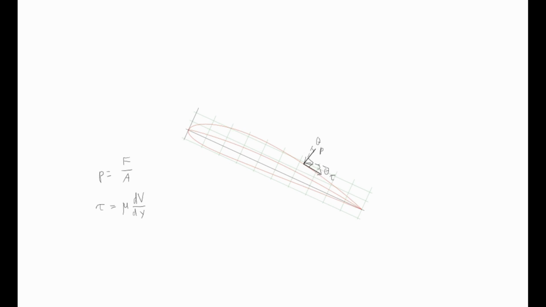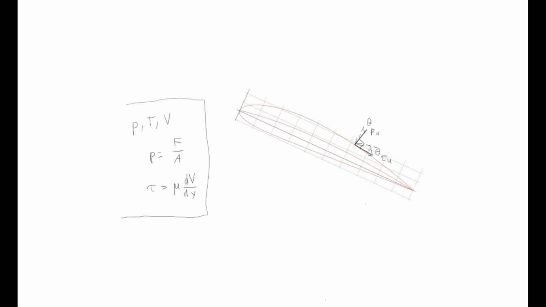These two are two of the 5 basic quantities in aerodynamics, which are density, temperature, and flow velocity, which is basically the velocity of moving particles at each point.